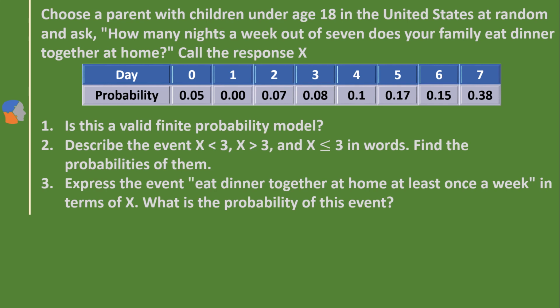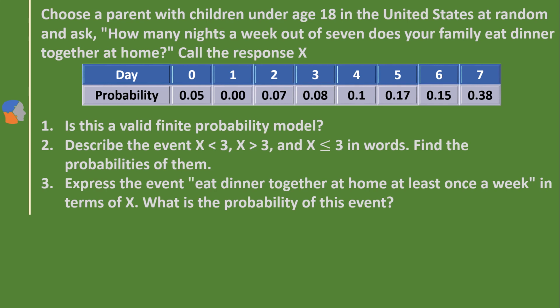Let me explain this example. Choose a parent with children under age 18 in the United States at random and ask how many nights a week out of 7 does your family eat dinner together at home. Call the response x. First, understand whether the random variable x is continuous or discrete.